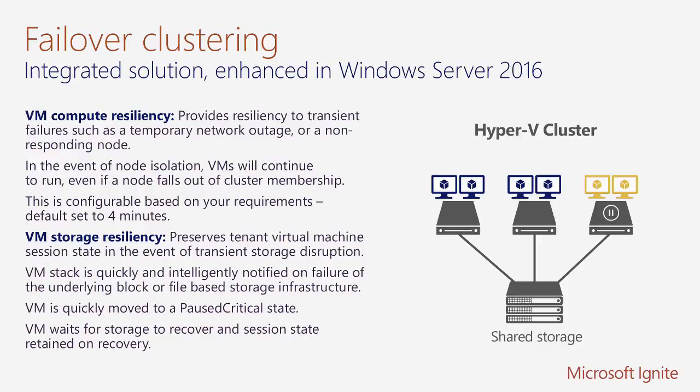So in Windows Server 2016, we've made a very specific surgical change to clustering that we call VM compute resiliency. And what this is, if we have a network outage happen, and we know that that virtual machine was on that node and it was running, we will wait 4 minutes before we fail it over, just in case the network comes back. So a couple of things to call out here.